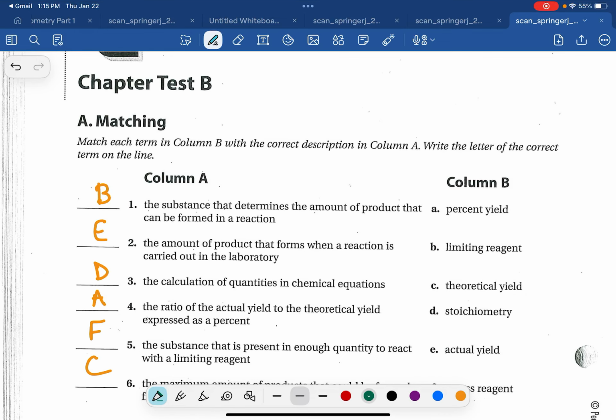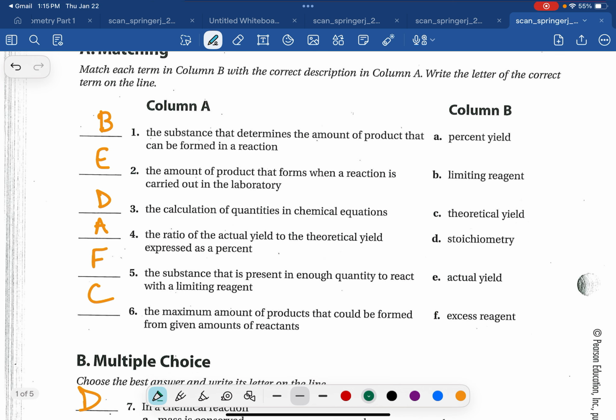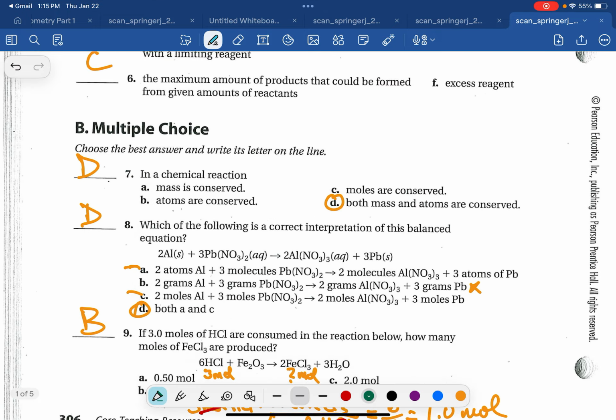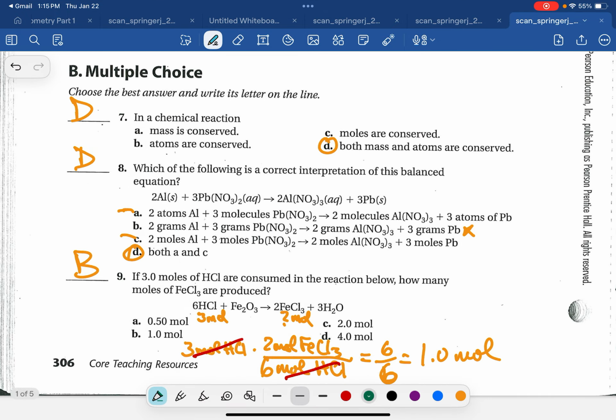Okay, so here are my answers to the matching and multiple choice part of the practice test, which was chapter test B. And the matching, there's no mystery there. You just have to, I don't know what to tell you. If you don't know these, you don't know them. Usually you can just get hints from the question about what the answer is. So there are the B, E, D, A, F, C. You can ask me about those when we come back if you need to, or email.